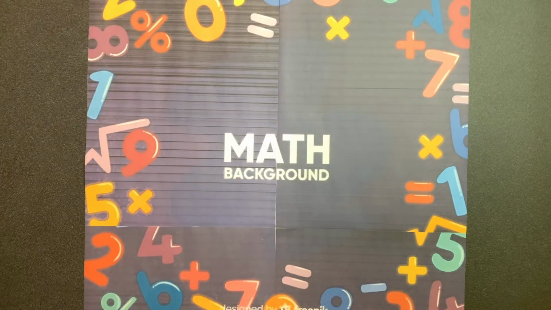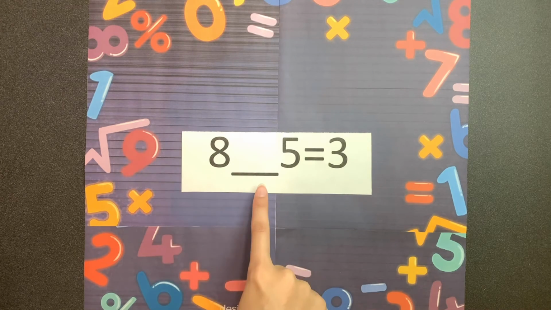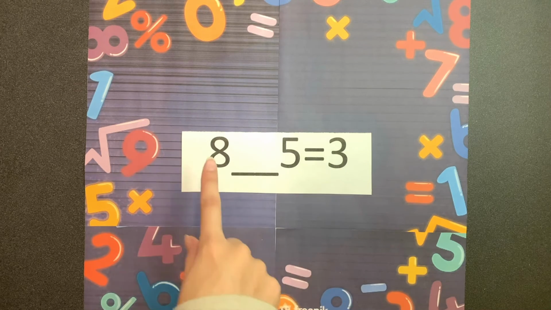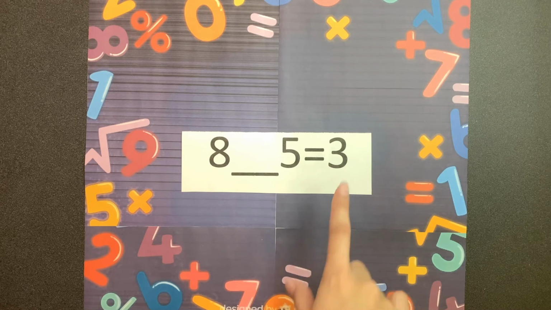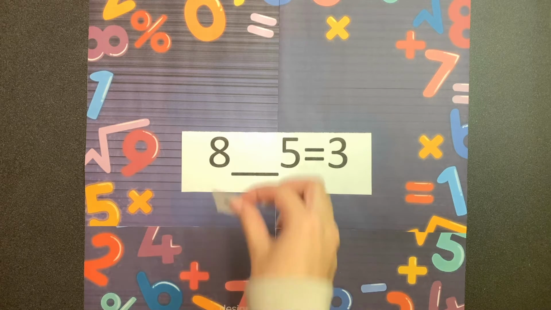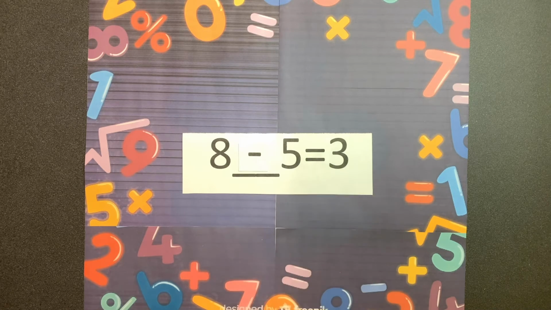Great job, my friend. Now for our last equation, we have 8 blank 5 equals 3. Now again, is 3 bigger than 8? No. Is 3 bigger than 5? No. So would it make sense if it was adding? No, right? So that leads this equation to be subtraction. Subtraction is our operation for this one. So 8 minus 5 equals 3.